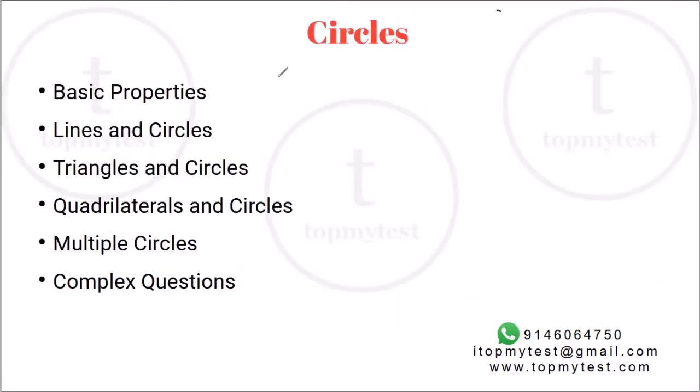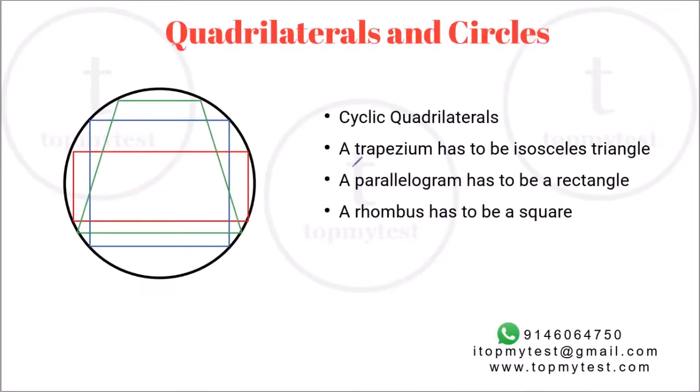In the previous sessions on Quant Explainer, we have looked at the basic properties, lines and circles, as well as triangles inside a circle. In this session, we'll be concentrating on quadrilaterals in a circle. Again, as with the previous sessions, the key point to understand when you have quadrilaterals in a circle is that if you have a quadrilateral inside a circle, it has to be a cyclic quadrilateral, which means the opposing angles will add up to 180 degrees, right?